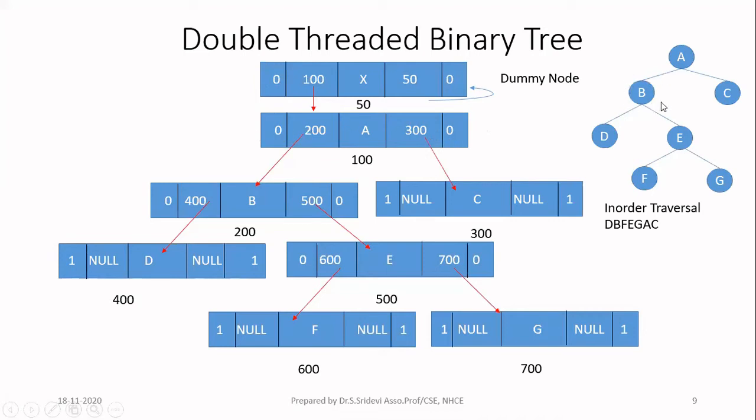And node B also has both the children. So in B also, you store 0 for both the fields, because they are going to point to their children only. You are not going to make use of the thread there. Similarly, look at node E, it has both the children. So you store 0 for that.